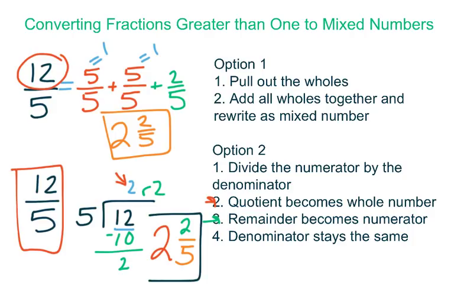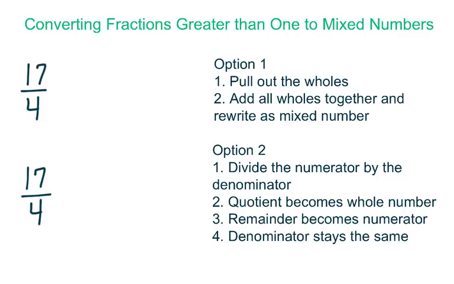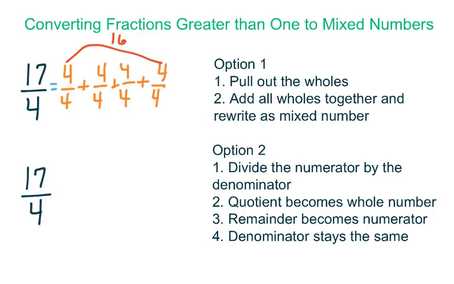Either way we do this, we get 2 2/5. Let's do another problem. I'm going to start with our option number 1, which is pulling out our wholes. Because my denominator is 4, my wholes are going to be equivalent to 4/4. So that's 4, 8. Remember, I can't go over 17. 12, 16. So these 4 4/4s give me a total of 16, which leaves me with 1 left.